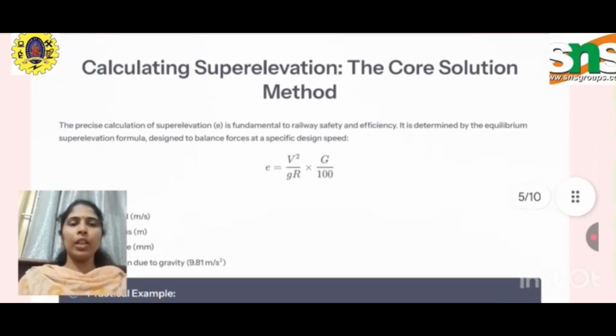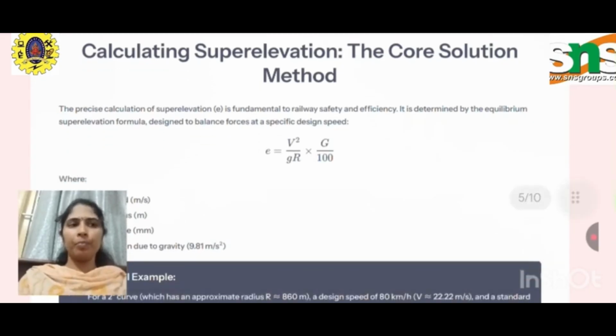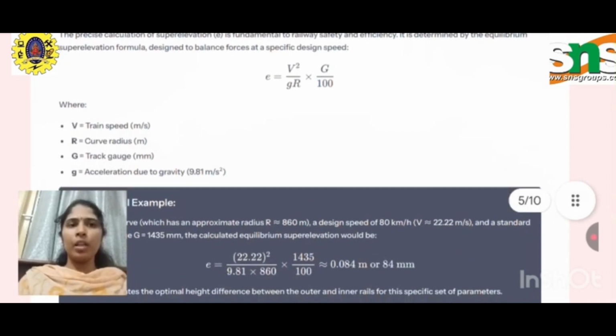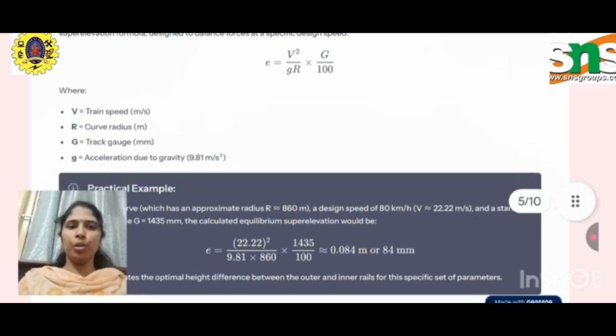Next is calculating super elevation. The core solution method: the precise calculation of super elevation is fundamental to railway safety and efficiency. It is determined by the equilibrium super elevation formula, which is small e equal to V squared divided by g R, into capital G divided by 100, where V is the train's speed, R is the curve radius, G is the track gauge and small g is the acceleration due to gravity.